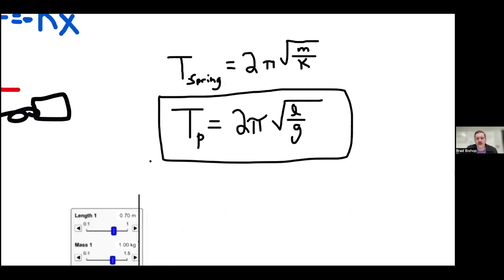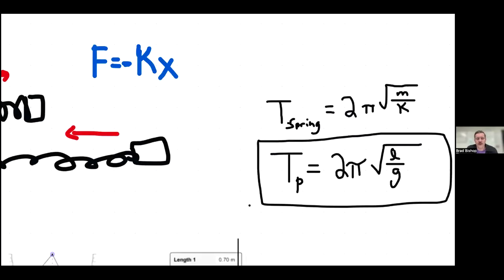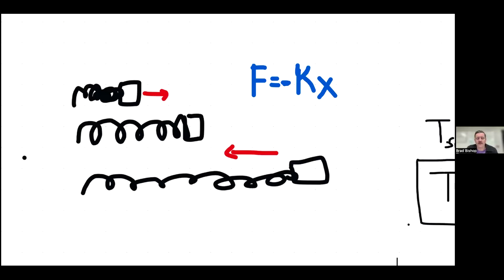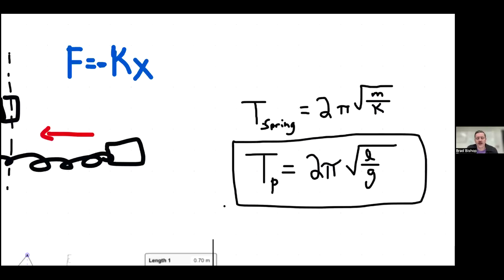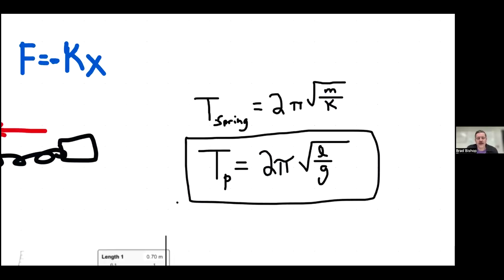One of these two describes the period based on the mechanical structure of either the pendulum, with L the length of the pendulum and G gravity, 9.8, or if it's a mass spring system, like right over here, a mass swinging back and forth across an equilibrium point, then we get this 2 pi square root of m over k. That would be the amount of mass on the spring, and then k, the spring constant.